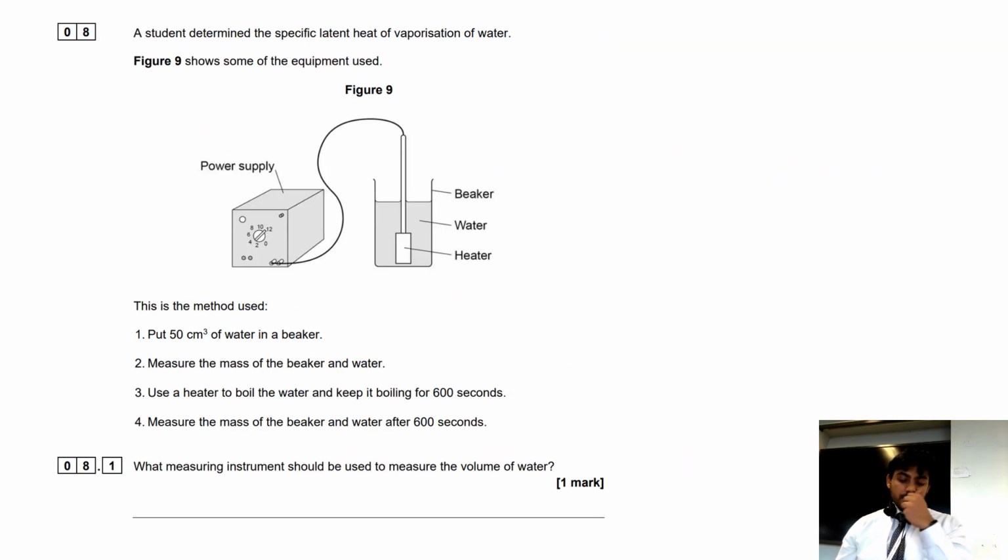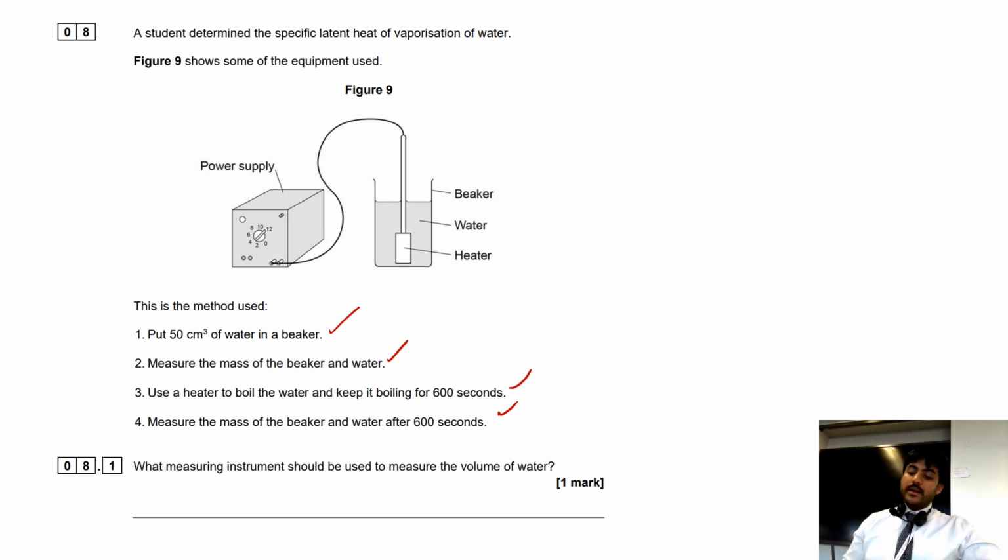Next question. A student determined the specific latent heat of vaporization of water. What does that mean? Think about it. Alright, so they used a power supply, they've connected some wires, here's a heater, there's water, there's the beaker. Here's how they've done it. They put 50 centimetres cubed of water in the beaker, they measure the mass of the beaker and the water, they use a heater to boil the water and keep it boiling for 600 seconds, and measure the mass of the beaker after the 600 seconds. What measuring instrument should be used to measure the volume of the water?